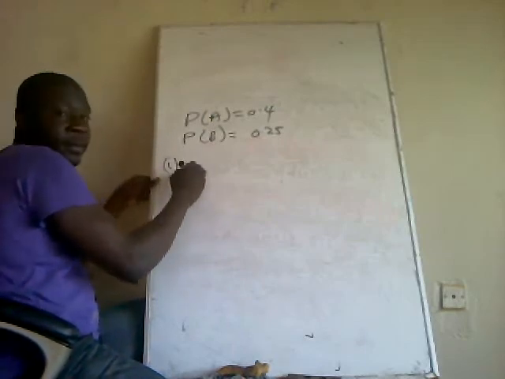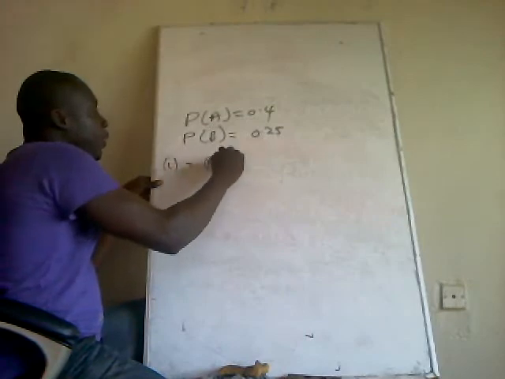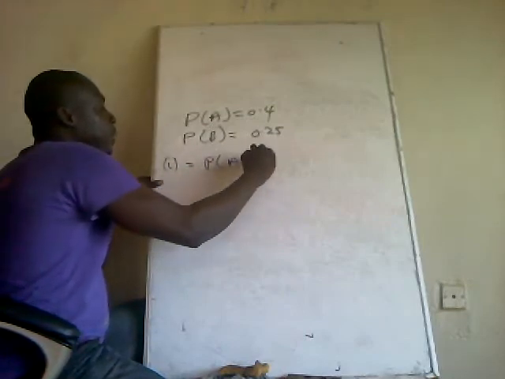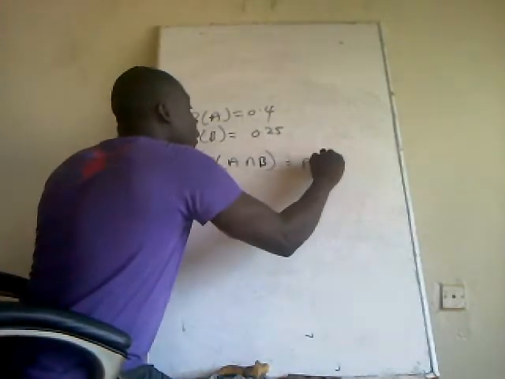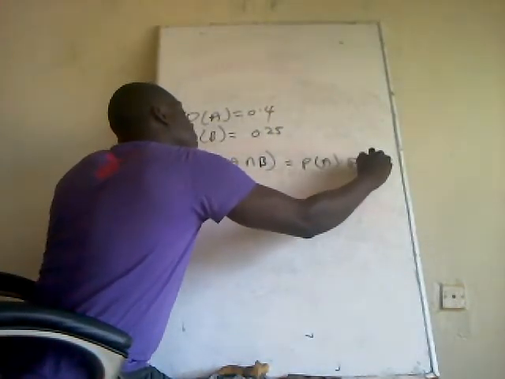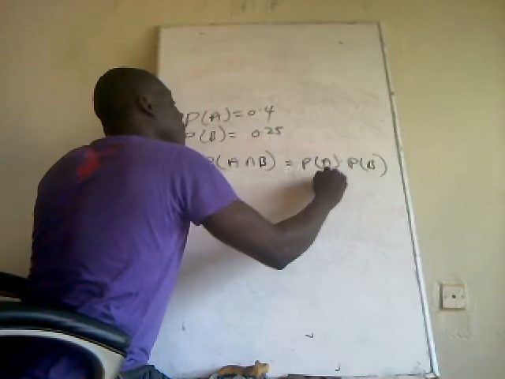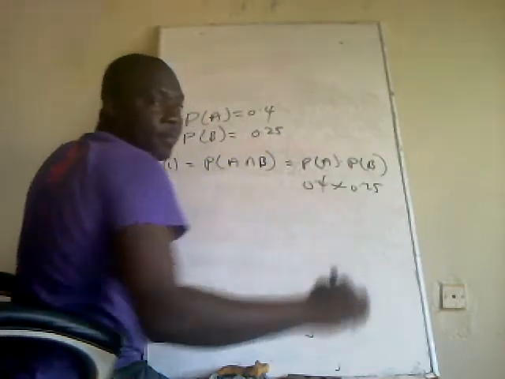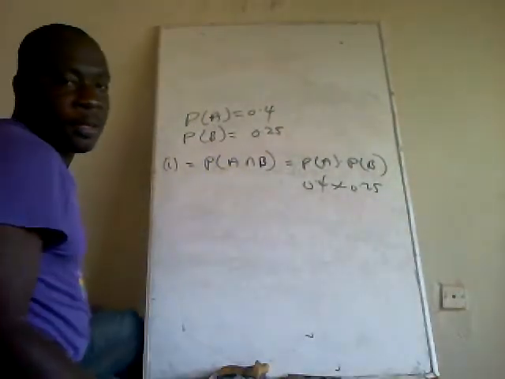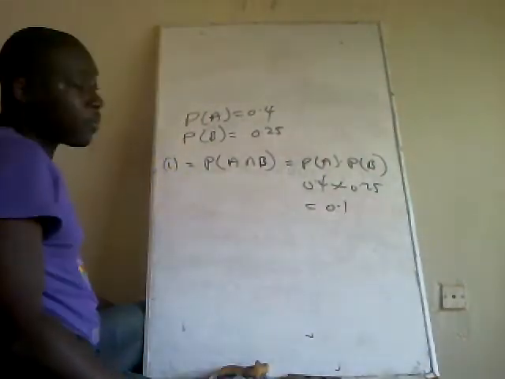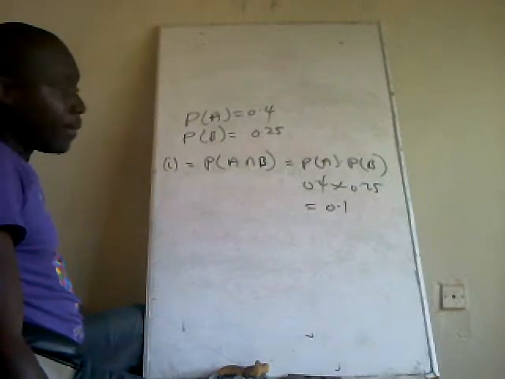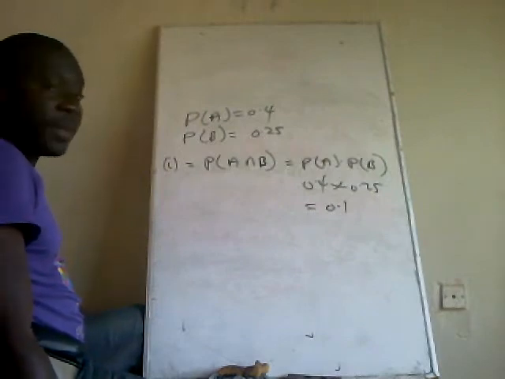We are supposed to find P of A intersection B. Now, because we know they are independent, this is just equal to P of A times P of B, which is 0.4 times 0.25. Right? And this is going to give us 0.1. Now that is A intersection B.